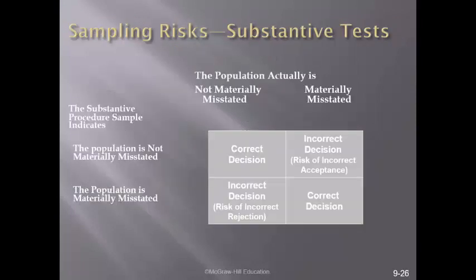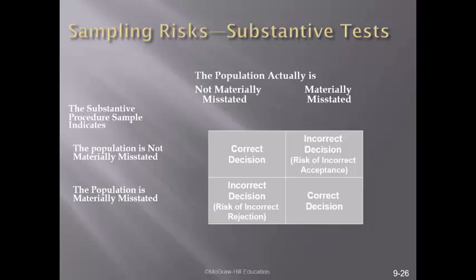Similar to sampling risk for test of controls, there are 2 aspects of sampling risk for substantive procedures. The risk of incorrect rejection, or alpha risk, of an account. This is the possibility that sample results will indicate that an account balance is materially misstated when in fact it is not misstated. Or the risk of incorrect acceptance, beta risk, of an account. This is the possibility that sample results will indicate that an account balance is not materially misstated when, in fact, it is materially misstated.